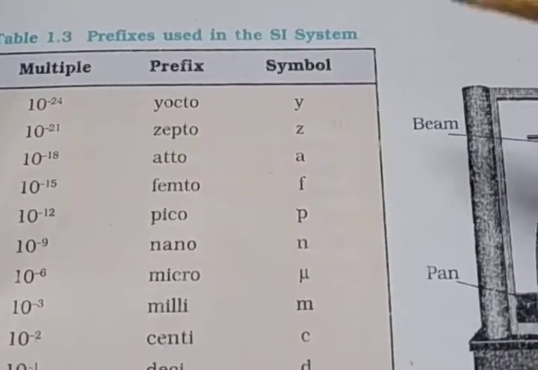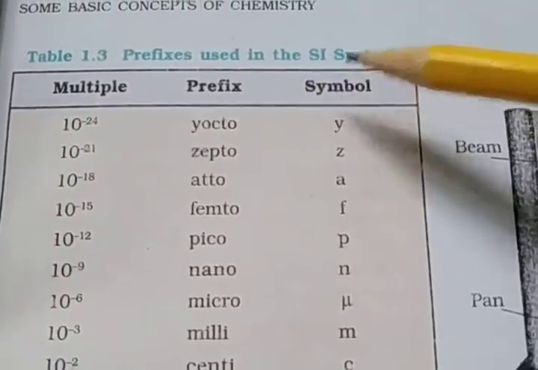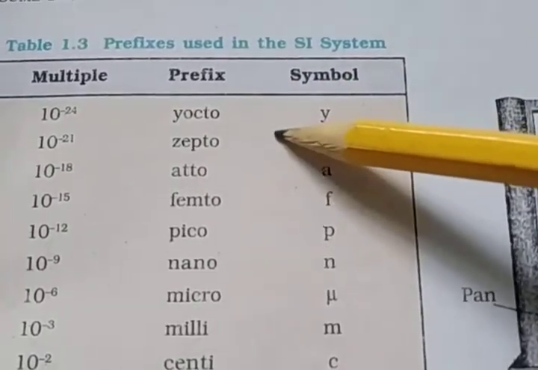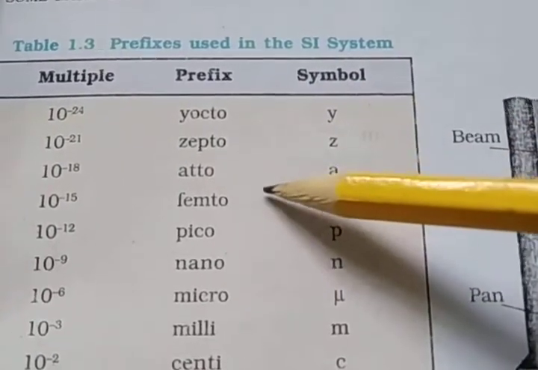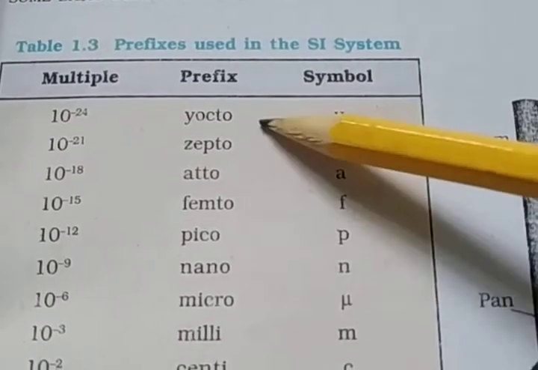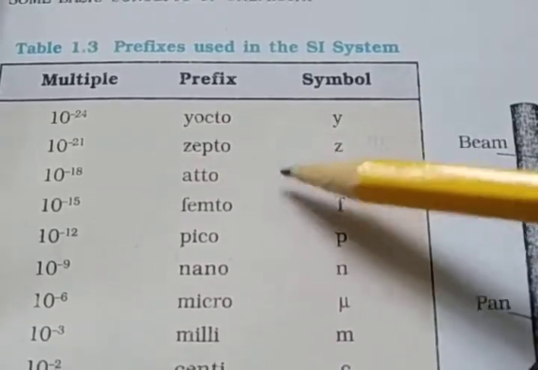Then the SI system allows the use of prefixes to indicate the multiples or submultiples of a unit.